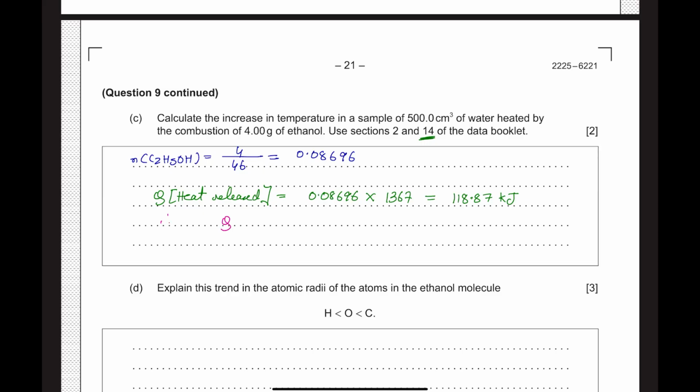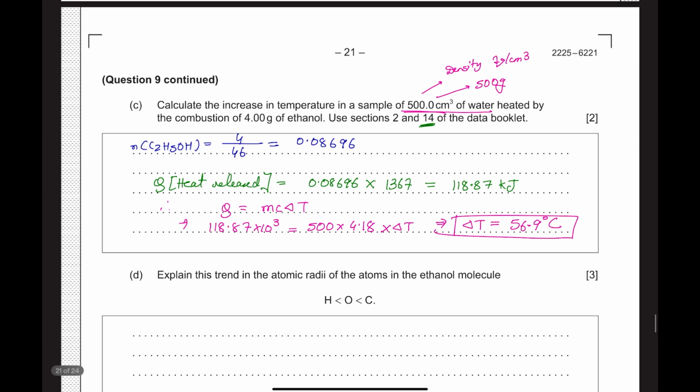Now this heat will be used to heat up the water. So 118.87 times 10 cubed equals the mass of 500 centimeter cube of water. Water has a density of 1 gram per centimeter cube, which means 1 centimeter cube of water weighs 1 gram. So 500 centimeter cube of water will weigh 500 grams. The mass of water is 500, c is 4.18, and you have delta T. From here, if you find delta T, you'll get 56.9 degrees Celsius.